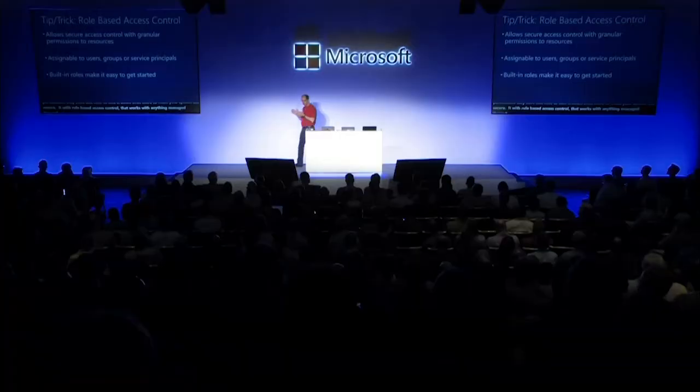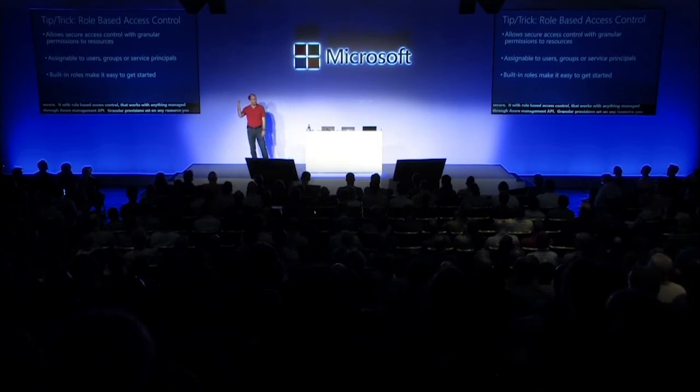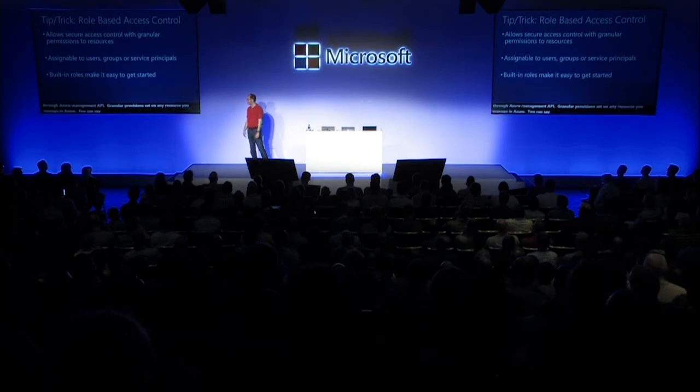And so basically with role-based access control, which works with anything managed through the Azure Resource Management API, it basically allows you to get very granular permissions set on any resource that you manage in Azure. So you can say, for this VM, Joe only has read access to see whether it's healthy. He can't log in, he can't delete it, he can't resize it, he can't do anything else. You can get that level of granularity and be able to lock down things as much as possible.